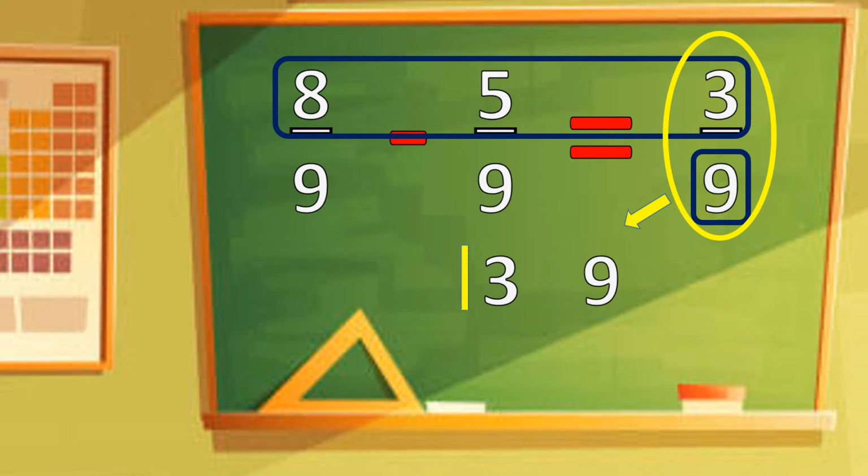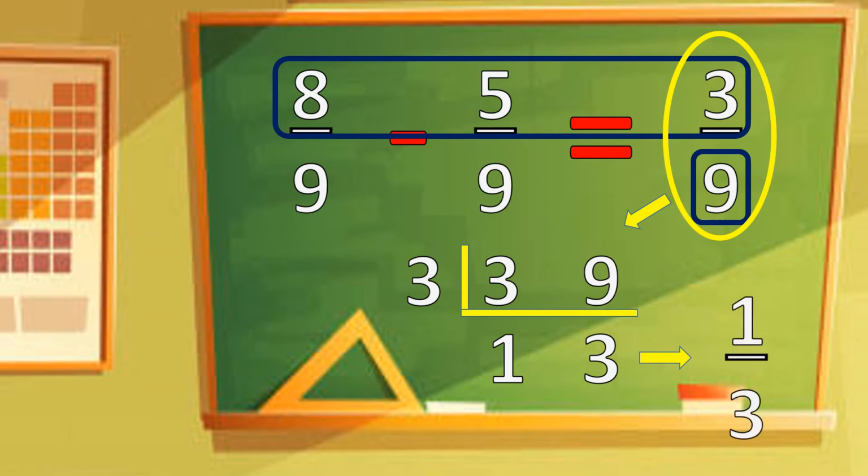So 3/9, let's use again continuous division. 3 and 9 can be divided by 3. So 3 divided by 3 is 1, and 9 divided by 3 is 3. We're done with our continuous division, and our final answer is 1/3. Did you get that? Okay, good job.